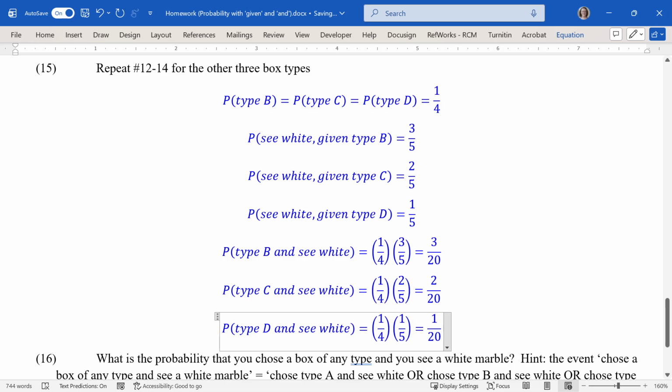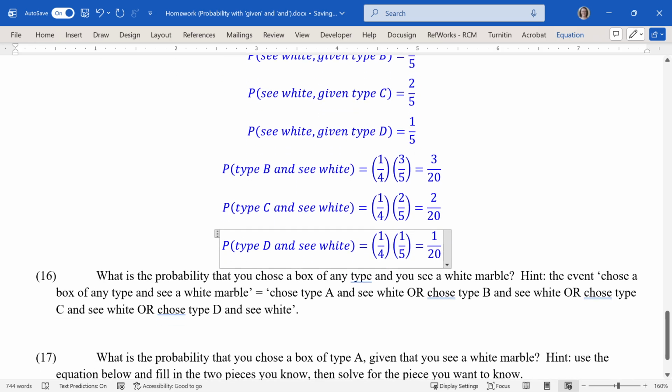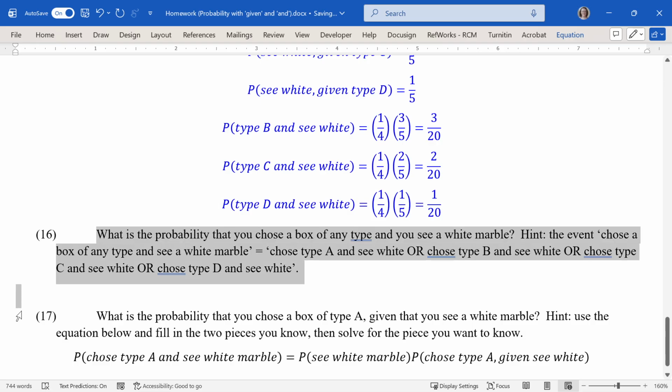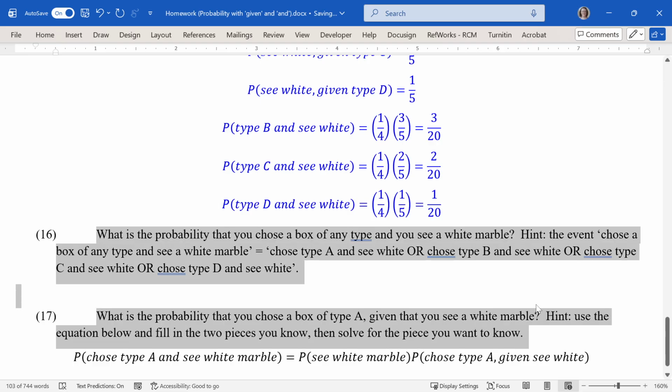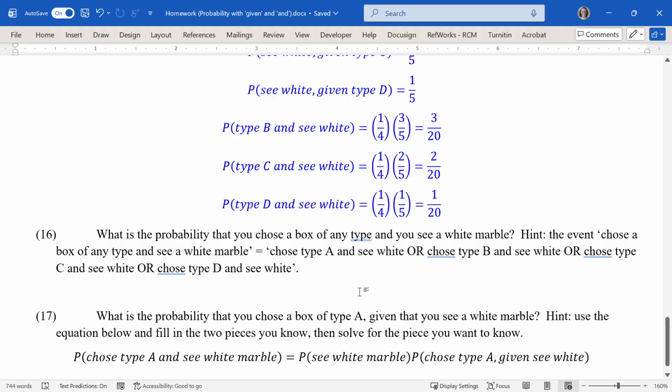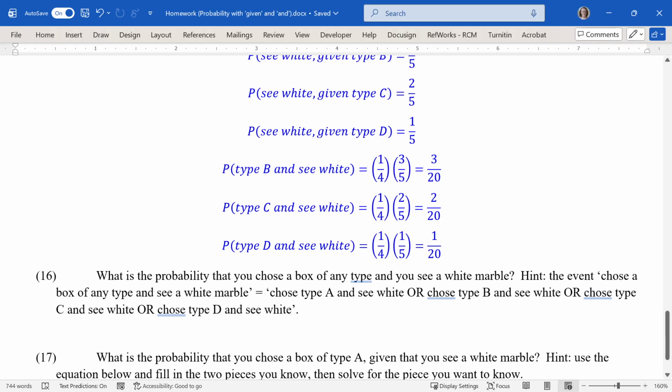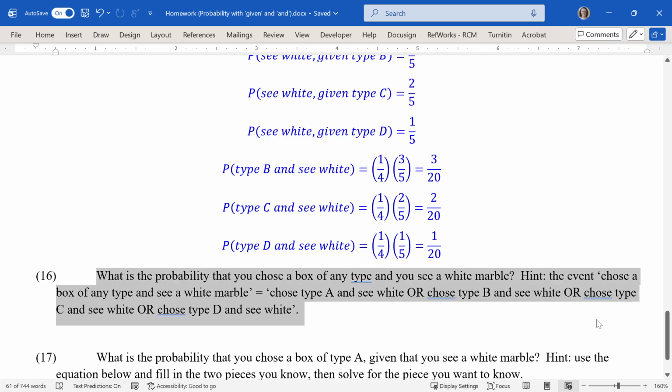Okay, so now the point of doing that was to make number 16 and 17 possible. So 16 and 17 here, these are harder than what I would put on a quiz, so you don't need to study these super hard. But these are the most interesting questions on this homework, I would say. So if you have any interest in this at all, these are fun to look at. Okay, so what is the probability that you chose a box of any type and you see a white marble?